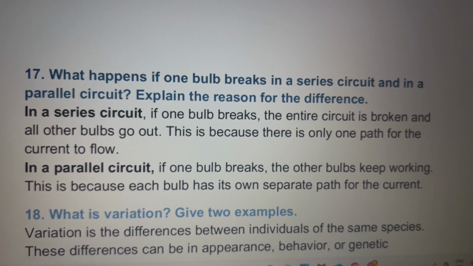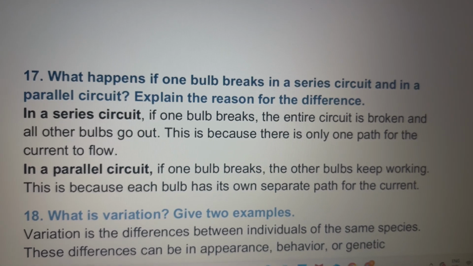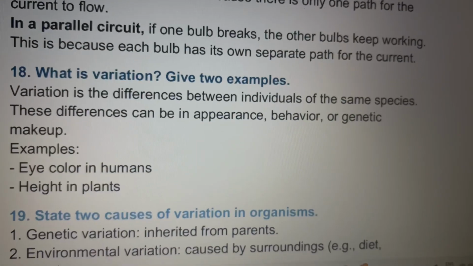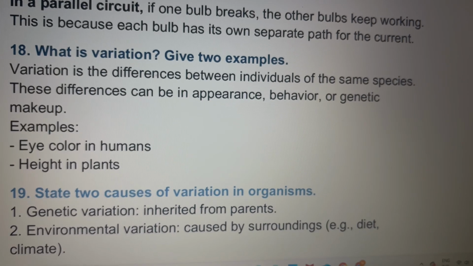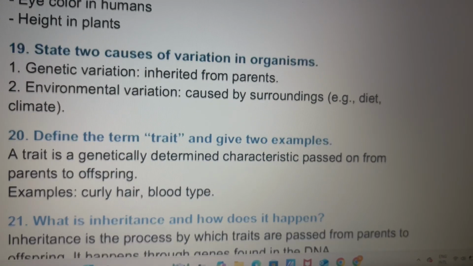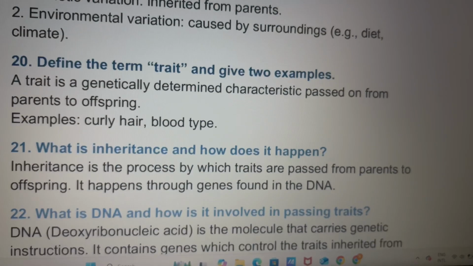What happens if one ball breaks? We said it. That question is a repeat, but here with more details. What does variation give, with examples? We said this part. Causes of variation, we said it. Trait, we said it.